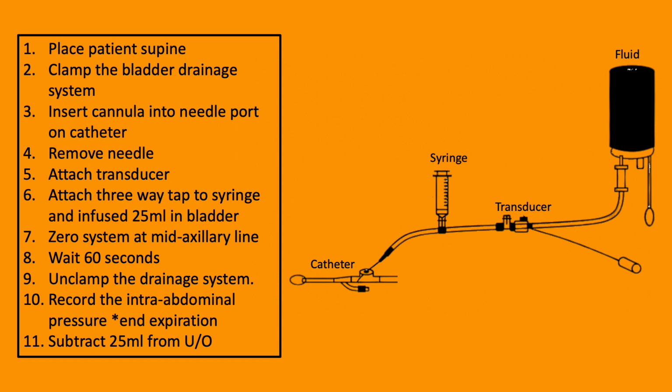Using the three-way tap and a syringe, infuse 25 ml into the bladder. Zero the system at the mid-axillary line and wait 60 seconds. Then unclamp the drainage system and record the intra-abdominal pressure at the end of expiration, remembering to subtract the 25 ml from the urine output for accurate urine output assessment.